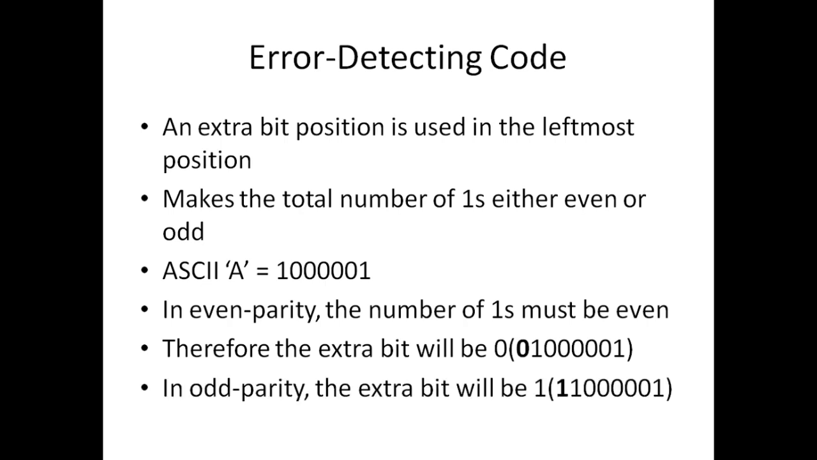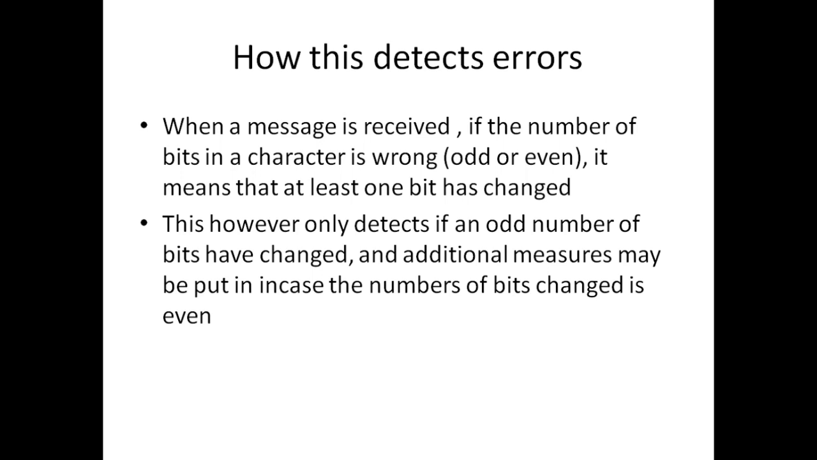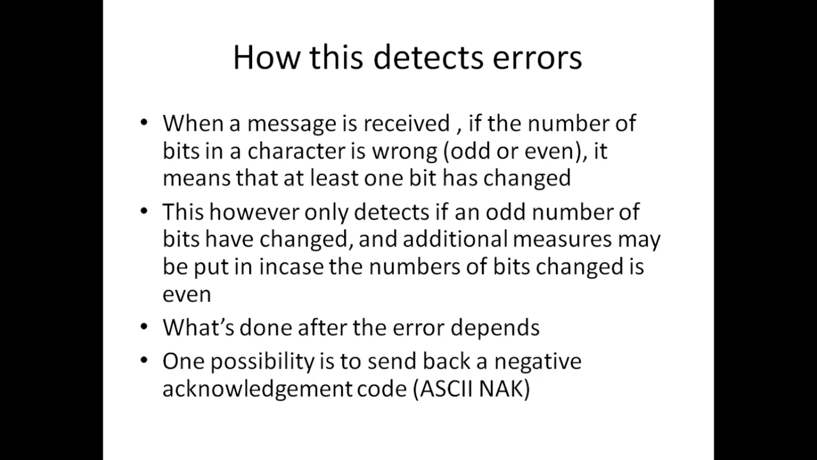How does this detect errors? Well, if the number of ones in a code is even when it's meant to be odd, or vice versa, it means at least 1 bit has changed. Unfortunately, this only detects if an odd number of bits has changed, so additional measures are put into place. What happens after an error is detected depends on the application. One thing they could do is send an ASCII NAK. This is one of the control characters in the ASCII table and lets the other end know there was an error.